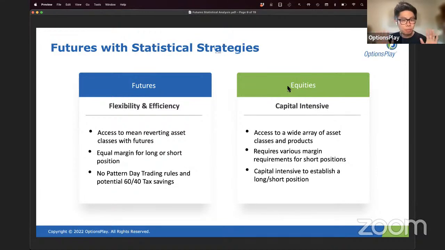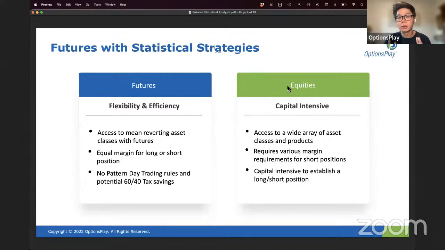So you have access to both, I would say, fairly equally. Some a little bit better than the others, but largely you have access to both products from both futures and equities. But I think where it really differs is the amount of capital that's required to take a position and how easy it is to take both a long and a short position.